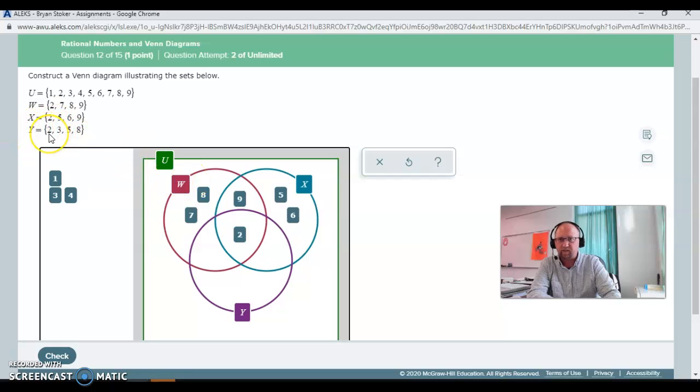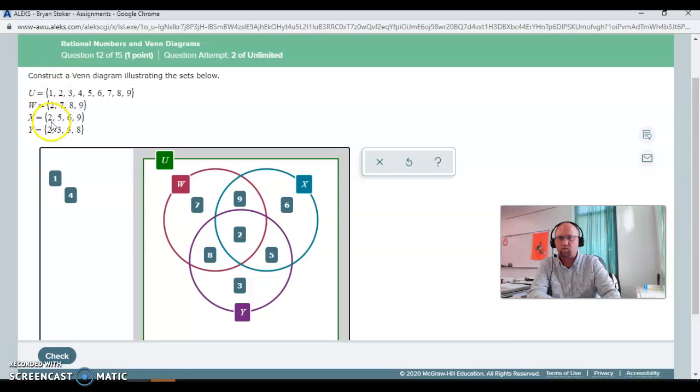Now I go down to Y. 2 has been sorted. 3 has not. That belongs to Y. 5, oops, I messed up. 5 belongs in Y and X. Okay, so 5's in both of them. And then the last one we have is 8. I put it in the wrong place, 8 should be here. 8's part of W and Y.